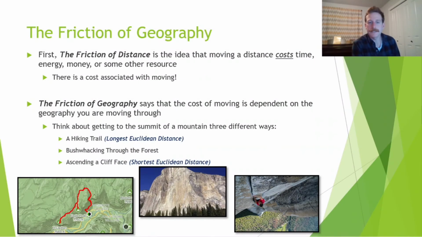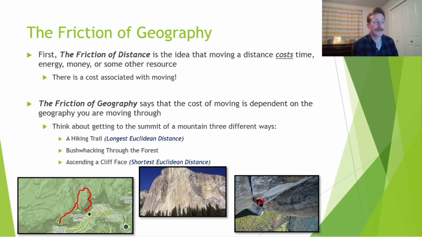All right, so the next piece to talk about is called the friction of geography. First off, the friction of distance is the idea that moving a distance costs something, whether it's time, energy, money, or some other resource like gasoline. To move through space costs something. The friction of geography says that the space you're moving through may cost more or less than some other space.